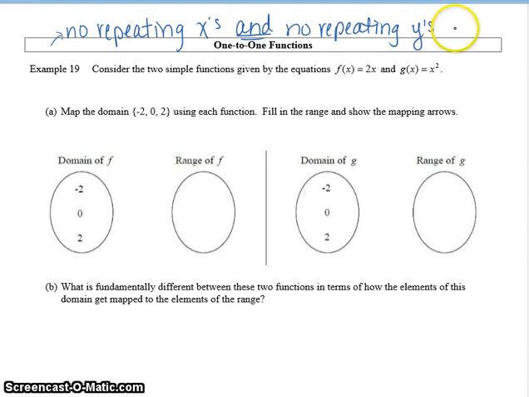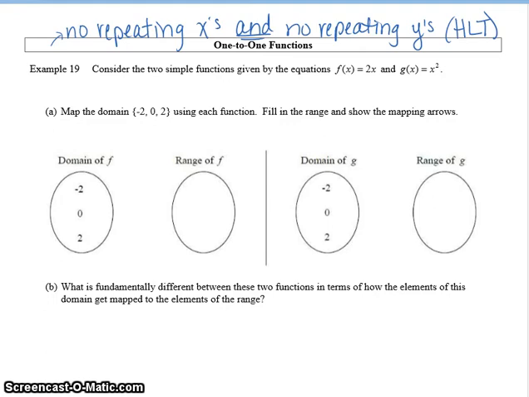Okay, it also passes the horizontal line test. Now don't forget, it has to pass the vertical line test to even make it a function, and then once it's a function, if it passes the horizontal line test, it's one-to-one. So just kind of think of it as for every one x, there's one y. So no x's repeat and no y's repeat.